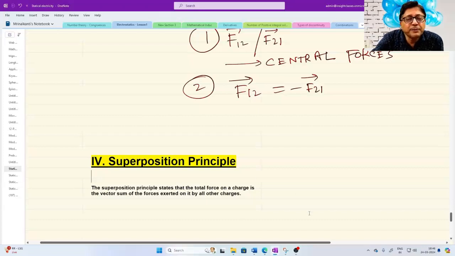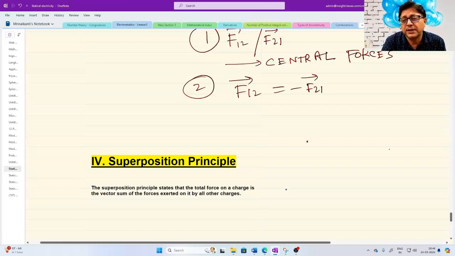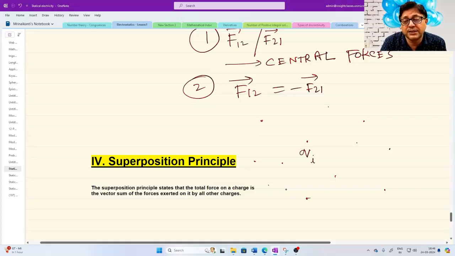What is superposition principle? Let me explain. You are considering presence of many charges. Many charges are there. Q1, Q2, Q3, Q4, Q5, Q6, many charges. I am not writing all. The force of interaction between, suppose this is the ith charge. This ith charge will experience force due to this Q1.